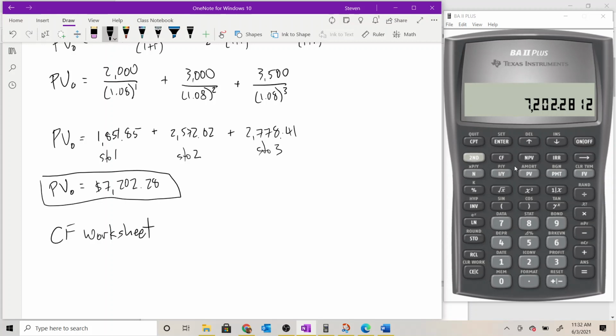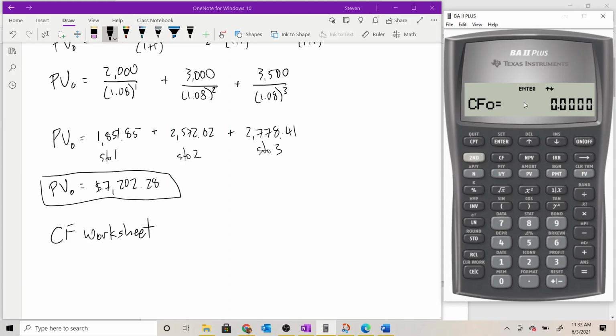All right, and the way we get into the cash flow worksheet on this calculator is by pressing the CF button, which is on the second row right next to the 2nd key. So I'll press CF, and this is a memory function, just like the time value of money keys that we looked at in Chapter 3. So whatever problem I worked in there last is still stored in here.